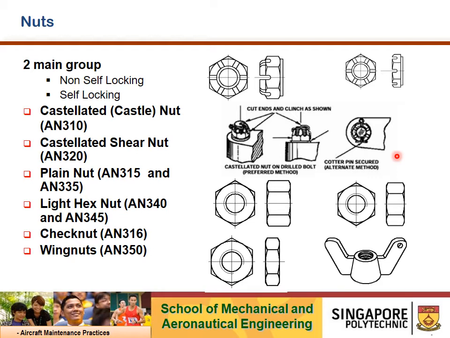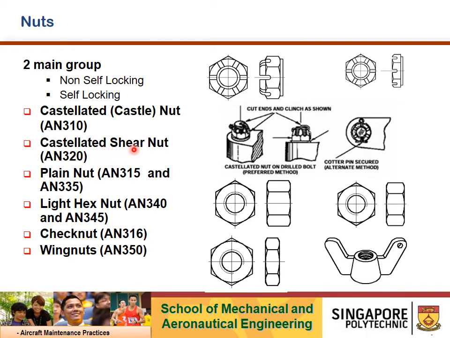Nuts. They are classified under two main groups, self-locking and non-self-locking nuts. As shown here, the castle nut, or known as castellated nut, AN310. It is used with drilled shank head hex head bolts, clevis bolts, and studs that are subjected to tension loading. It can be safetied by wire or cotter pin installation.